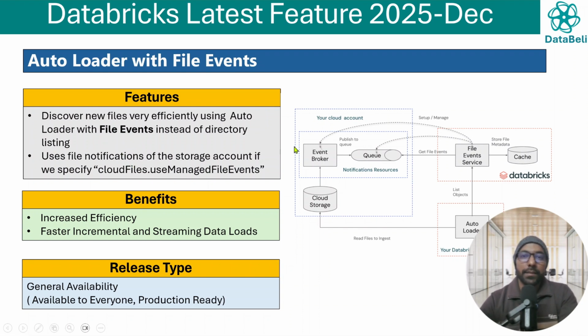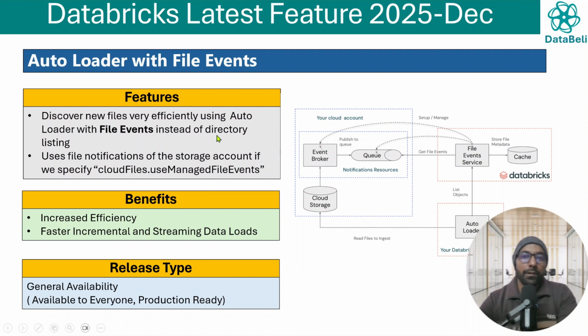And how exactly they are able to do it is by using file events. So let's say we have any cloud storage, and whenever there are any new files in that cloud storage, normally it generates some notifications. It has that functionality, and those notifications get stored in a queue. And our Autoloader can directly read that queue, identify what the new files are, and then directly read those new files. That is how it can work.